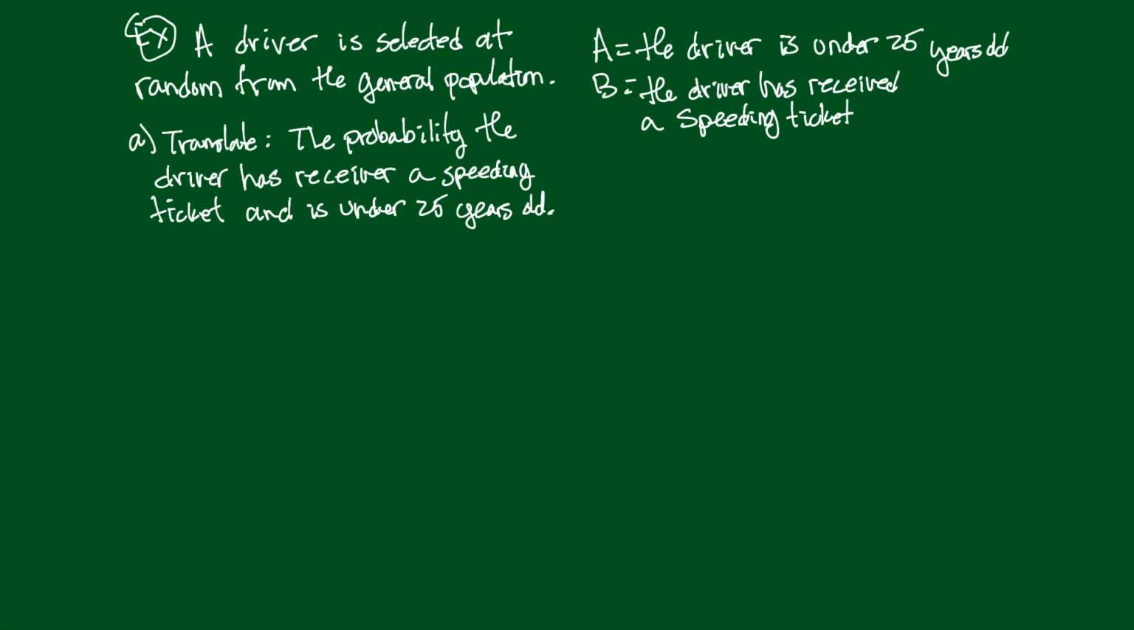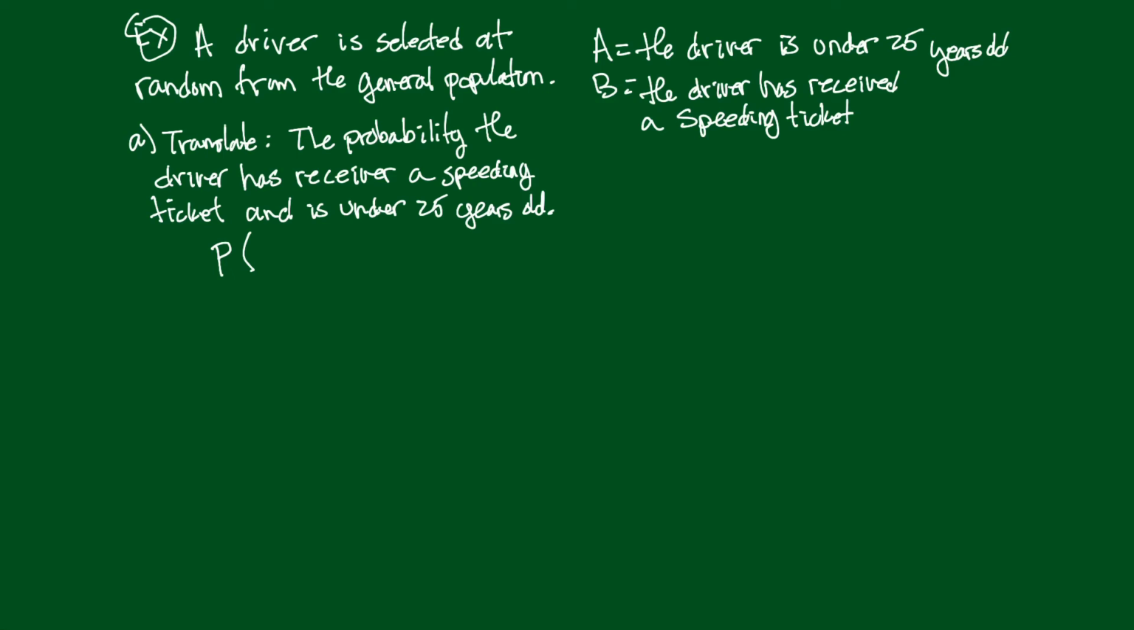Now, a few parts. First of all, part A. Translate this into just mathematical symbols. The probability that the driver has received a speeding ticket and is under 25. When I read these, I look for these ands, these conjunctions here. So how about this? I want to translate this to the probability of something in terms of A's and B's. So can you do it? Pause it, write something, then come back, we'll do it together.